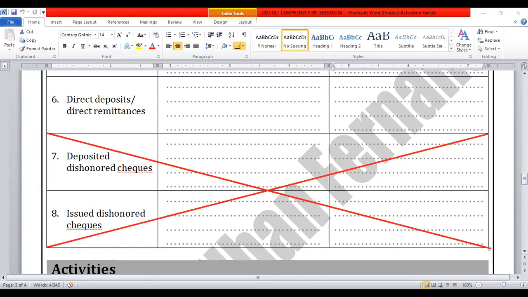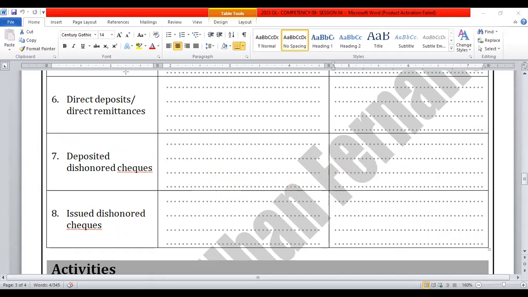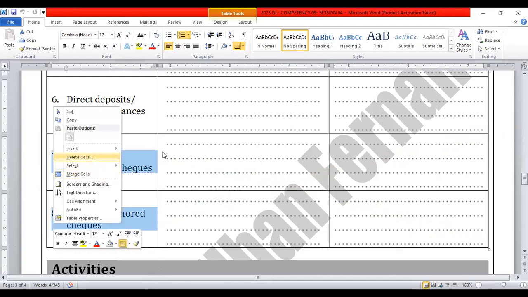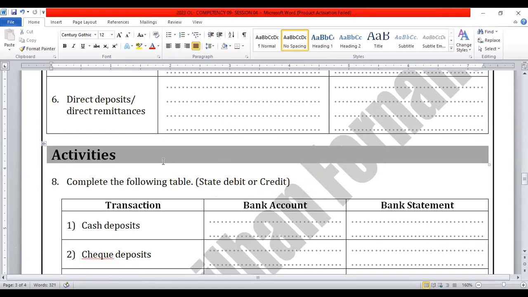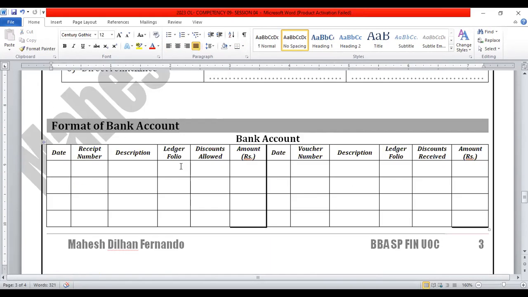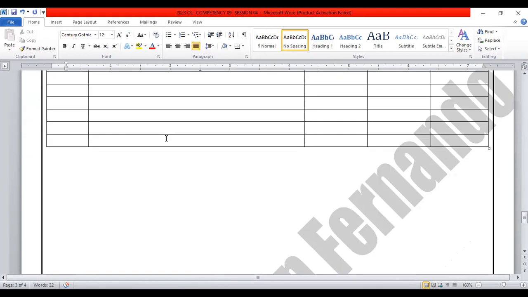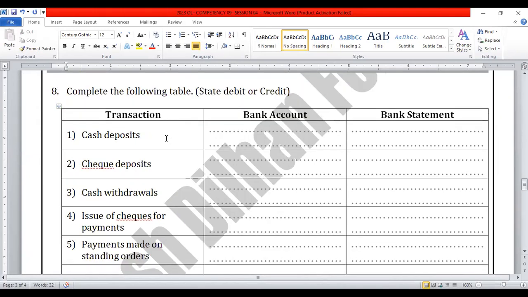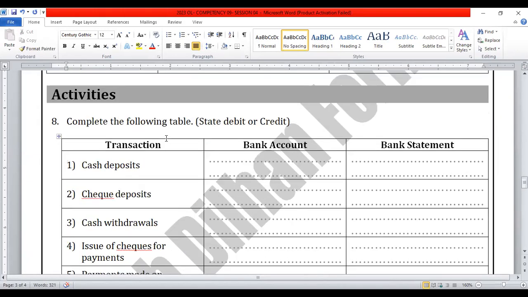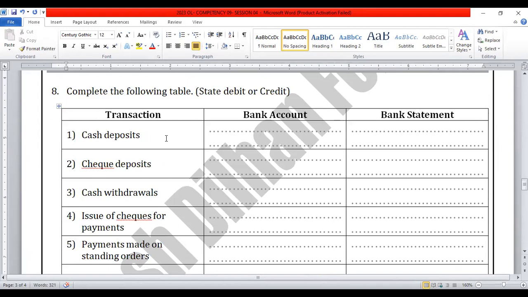මම මේක වෙනම කතා කරන්න. හරිද? Remove it please. Right? Remove it. Right. I have removed it. Now you have to complete the following table.